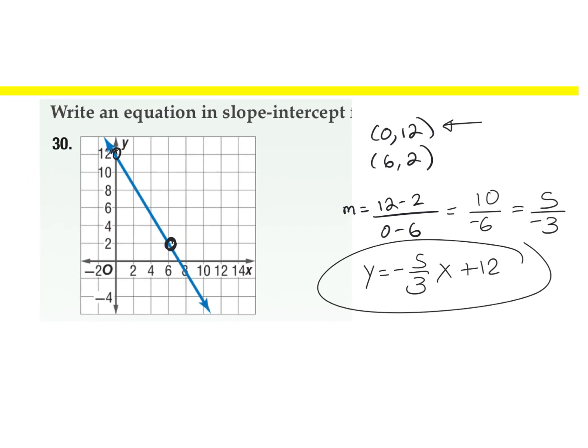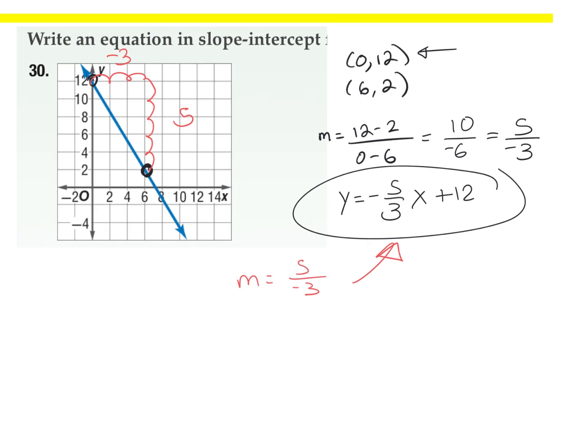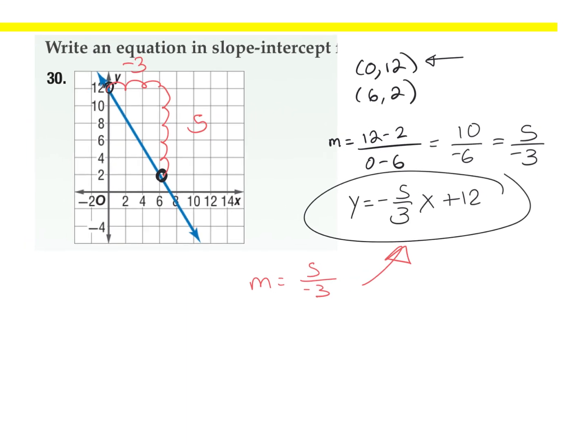Another would be to pick those 2 points and do rise over run and go 1, 2, 3, 4, 5. And then we run 1, 2, 3. So that would give us a rise of 5 and a run of 3. And again, we notice the y-intercept is already on the graph, so you can just rewrite the equation the same way. The third way would be if you picked another set of points.